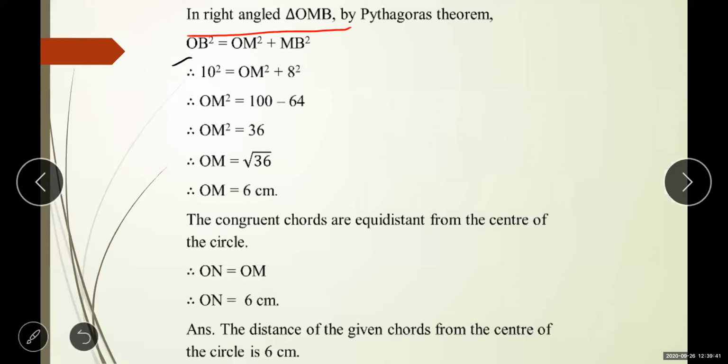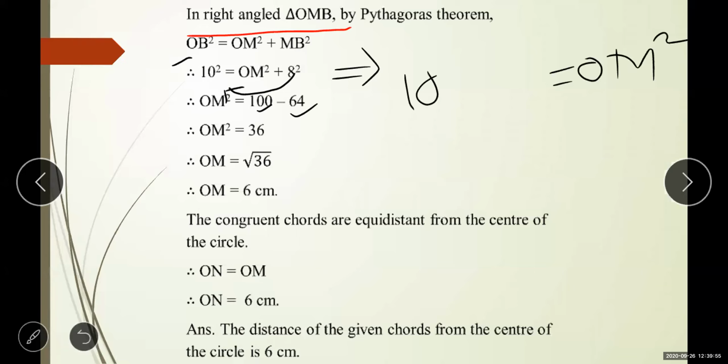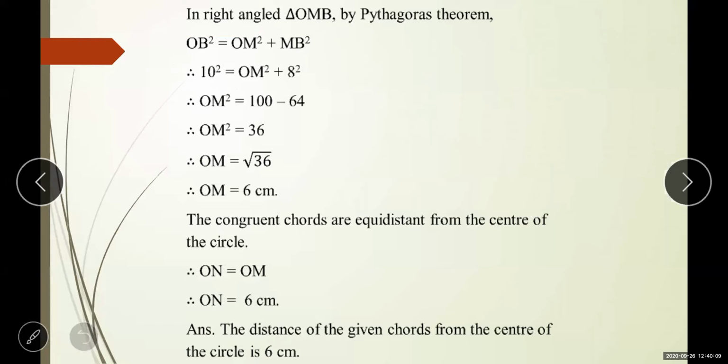Now OM square, this 8 square goes to the next side. So 10 square is 100 and 8 square is 64. How did we do this? OM square keep as it is, and here it is 10 square minus 8 square. So 10 square is 100, 8 square is 64. Now it is 36. Take the square root of both sides. What will you get? Square root of 36 is 6. So the distance from the center is 6.